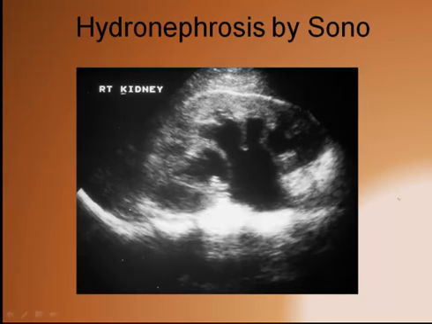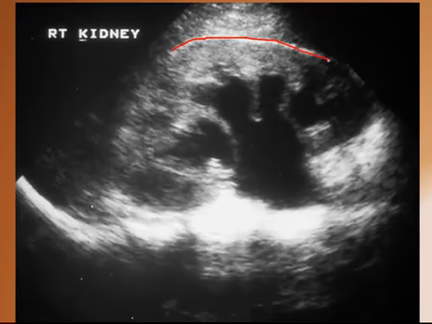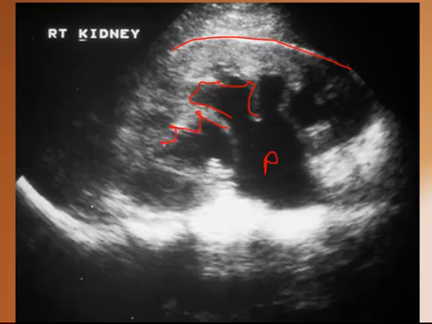Here's an example of an ultrasound showing you hydronephrosis. Okay, there's the perimeter of it, and you can tell they look like calyces. Here's the pelvis right here, and you can see how the calyces are grossly dilated.